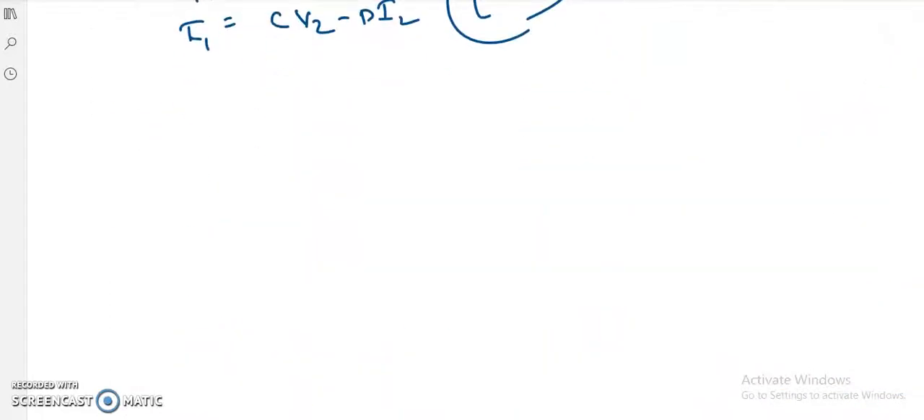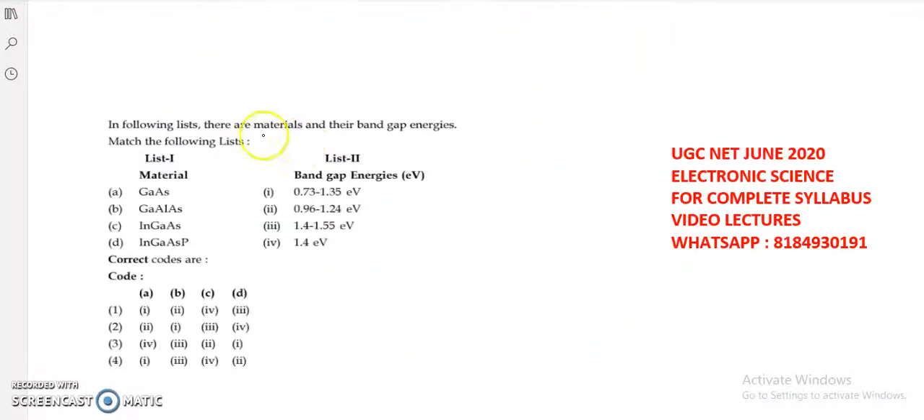Coming to the next question, in the following list there are materials and their band energies. Match the following. Material is in List 1 and List 2 is given. Here you have to remember these band gap energies. Gallium arsenide is 1.4 electron volts. Coming to gallium aluminum arsenide, P is matching up with the third one, that is 1.4 to 1.55 electron volts.